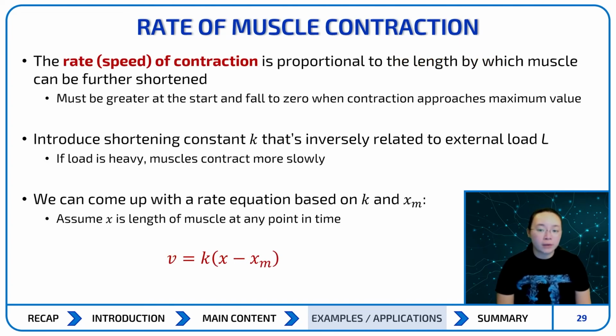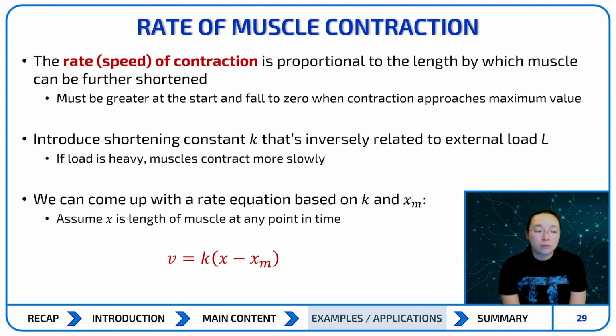So moving on to the rate of muscle contraction, the rate is proportional to the length by which the muscle can be further shortened. So in other words, what we're trying to show through the next slides is the fact that when you're contracting, it must be greater at the beginning and then slowly fall to 0 as it approaches the minimum length.